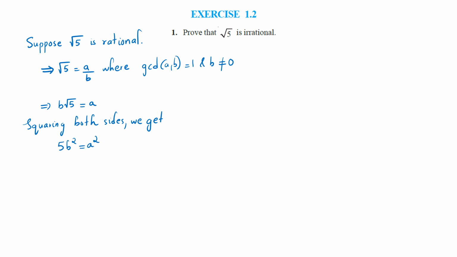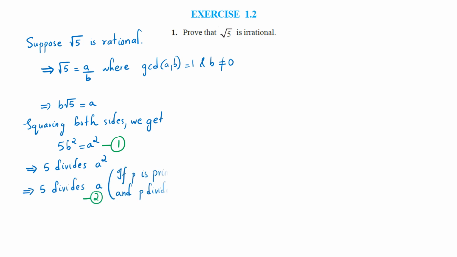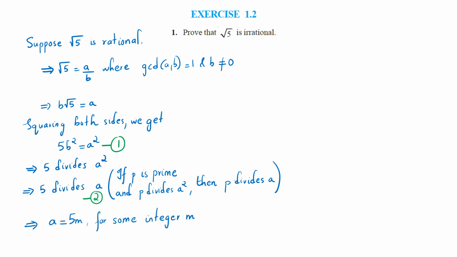Now once again, what does it mean? 5 times something is giving me A squared. So that means A squared is a multiple of 5, which means 5 is dividing A squared. So 5 is a prime number which divides A squared. So that means 5 divides A. So that is the theorem. So since 5 divides A, that means A is a multiple of 5. So we can write A is equal to 5 times M for some integer M. We don't know what that integer M is. So let's label it as equation 3.